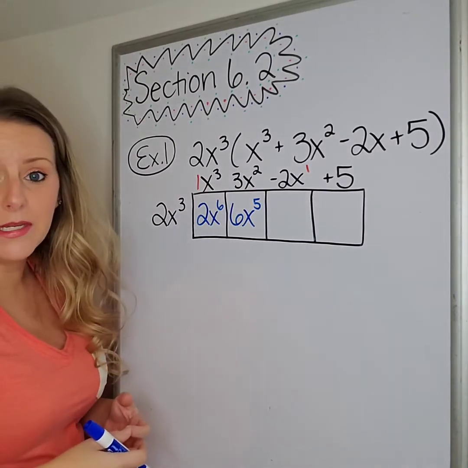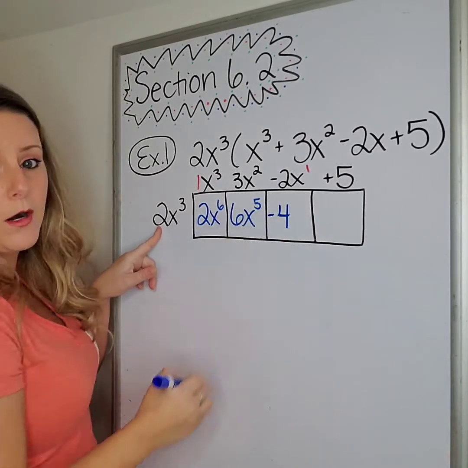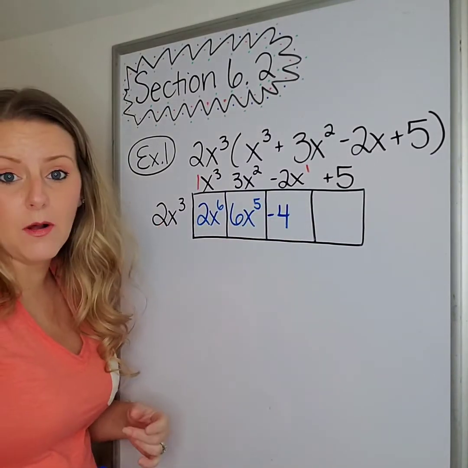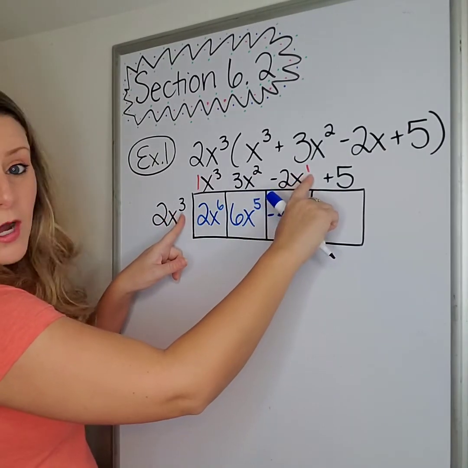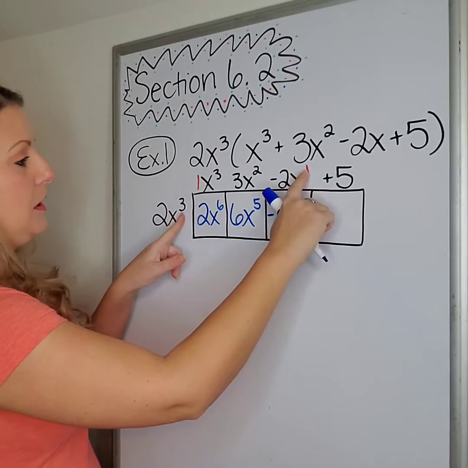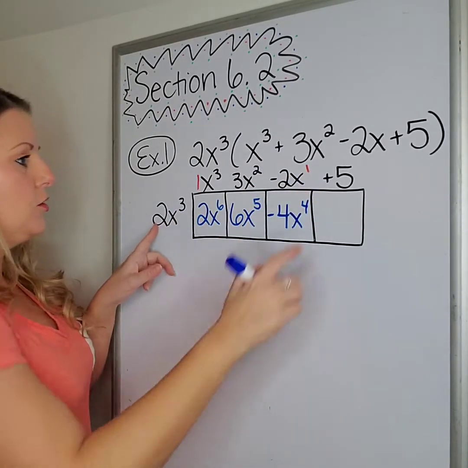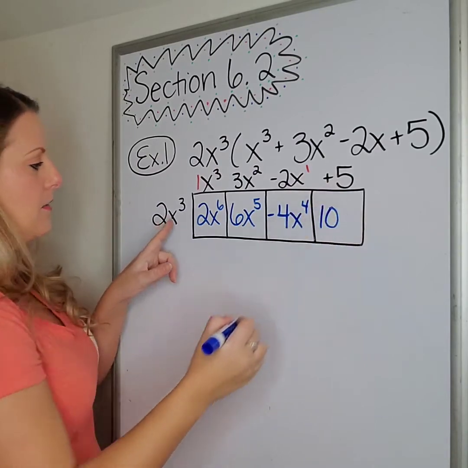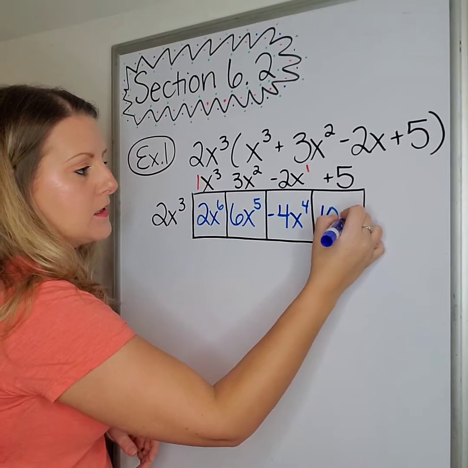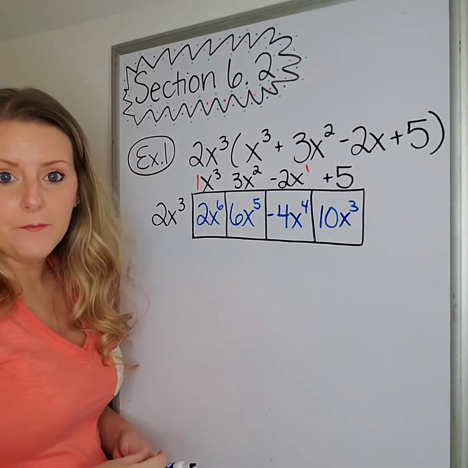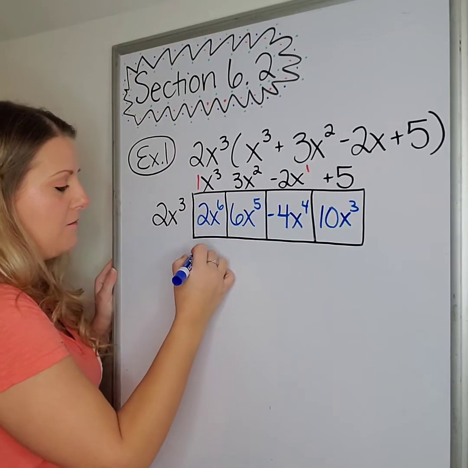Again, multiplying the big coefficients in front. 2 times negative 2 is negative 4. And we're adding the small exponents. 3 plus 1, because it wasn't there, we had to add it. 3 plus 1 is 4. And then the last one, 2 times 5 is 10, and there's only an x to the third. There's nothing to add over here, so we just keep x to the third. Just rewrite that.